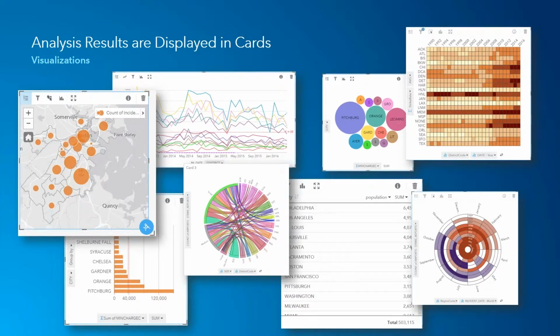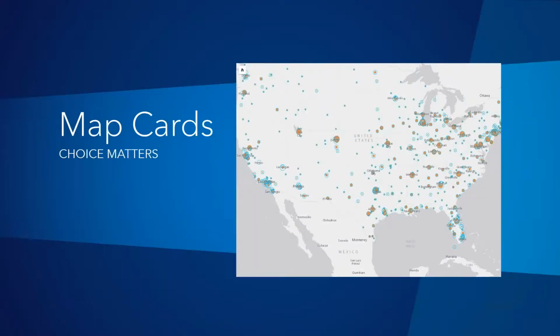So as I've said a few times now, these analysis results are displayed in what we call cards. We use that term generically to describe maps, charts, and tables. They're all considered cards. So we're going to walk through some of the specific types that you can create. We'll first talk about map cards.